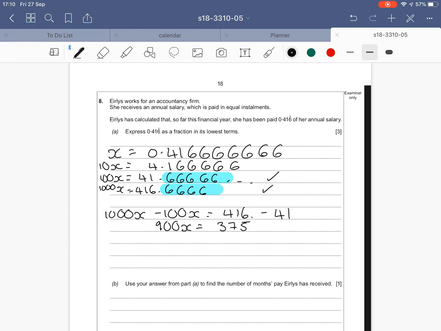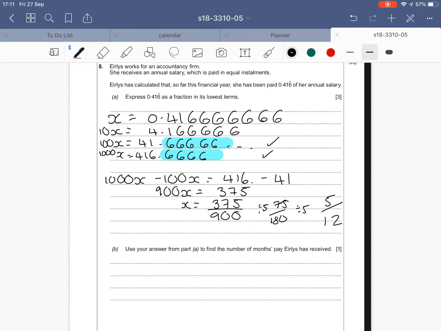So if I just wanted x again, I could just divide 375 by 900, and now all I need to do is simplify it. So off the top of my head, I would divide it by 5 to get 75 over 180. I could divide it by 5 again, 15 over 36, so divided by 5 again. Sorry, divided by 3. So that's 5 over 12. So we got 5 over 12 is our final answer.